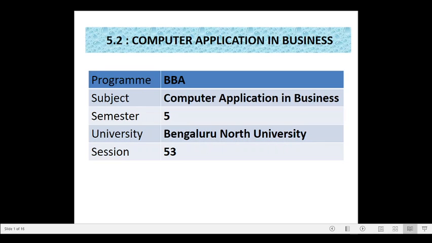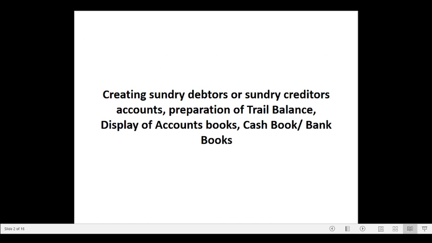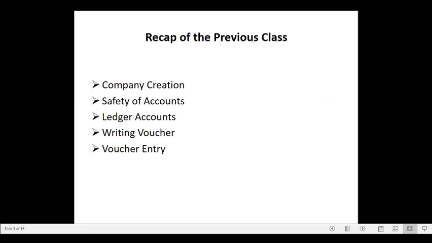Hi everyone, 53rd session of Computer Application in Business of 5th semester BBA, Bengaluru North University. In this session, we are going to learn how to create and view sundry debtors or sundry creditor accounts, preparation of trial balance, display of accounts books, cash book and bank passbook.